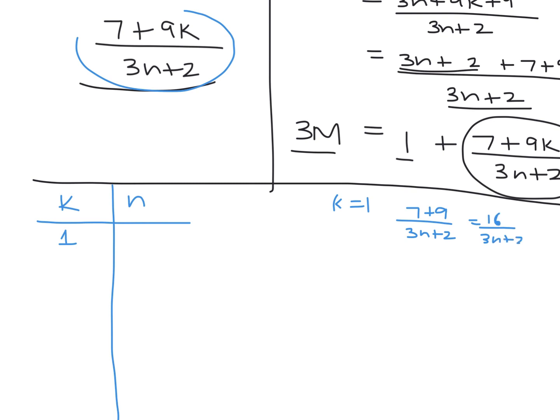Okay. So that means 3n plus 2 has to divide into 16. So it's got to be either plus or minus 16, plus or minus 8, plus or minus 4, plus or minus 2, or plus or minus 1. And when you solve for this, I'll let you guys solve it. You get 5 solutions. So I'll just put that there are 5 solutions.